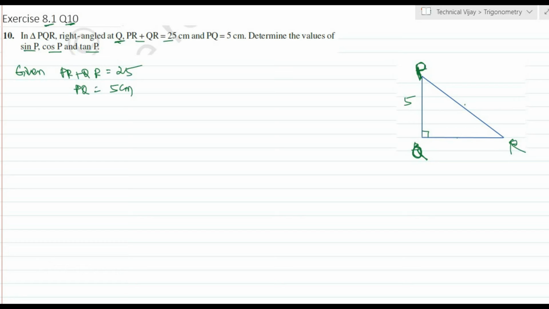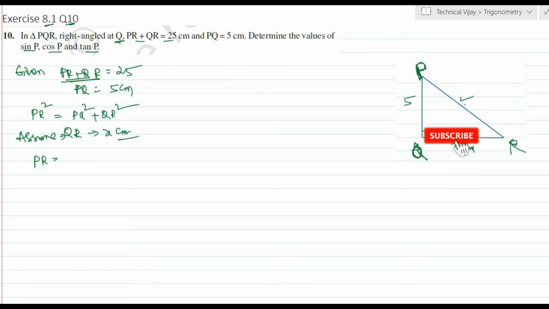So now as per the Pythagoras theorem, we know that PR square is equal to PQ square plus QR square. But here PR plus QR is given. So now let us assume this distance, QR, as x centimeters. Then what will be this PR? PR is equal to 25 minus x.